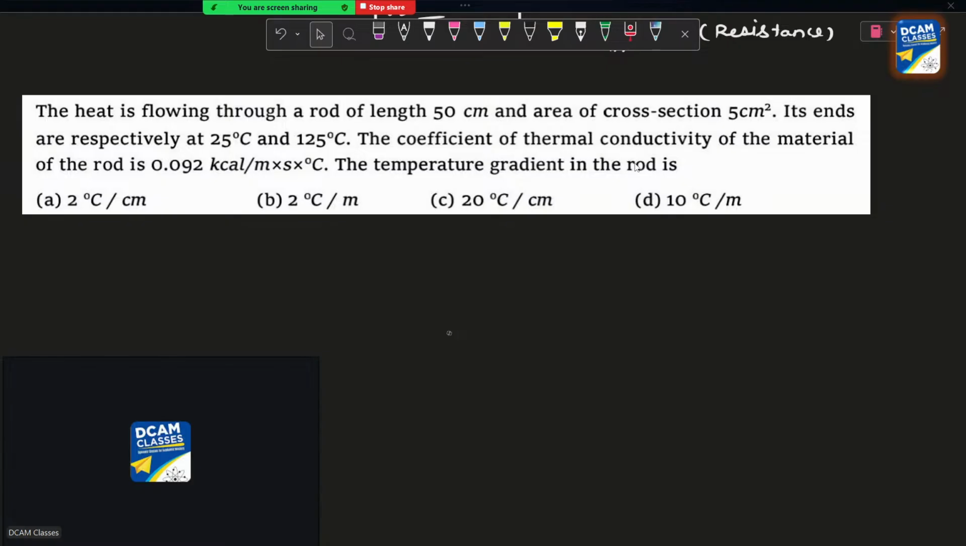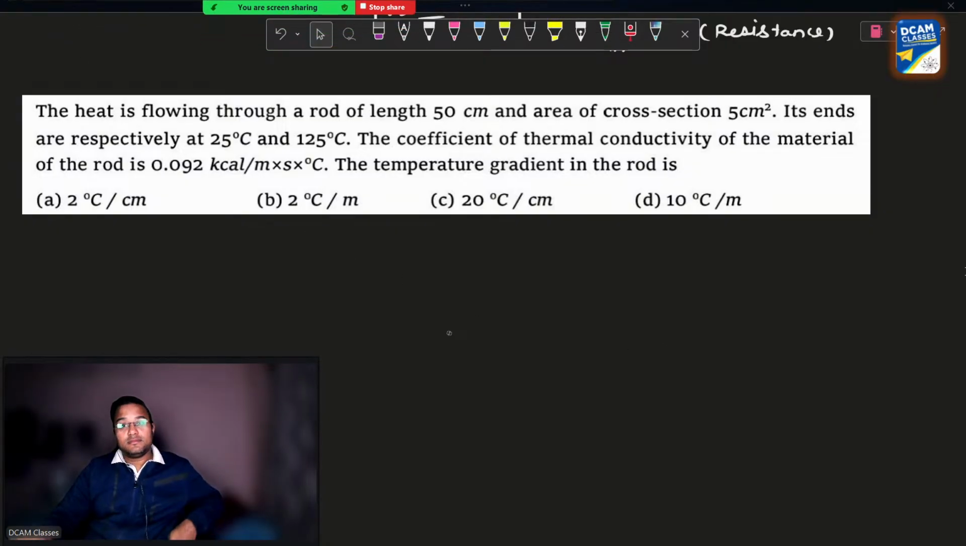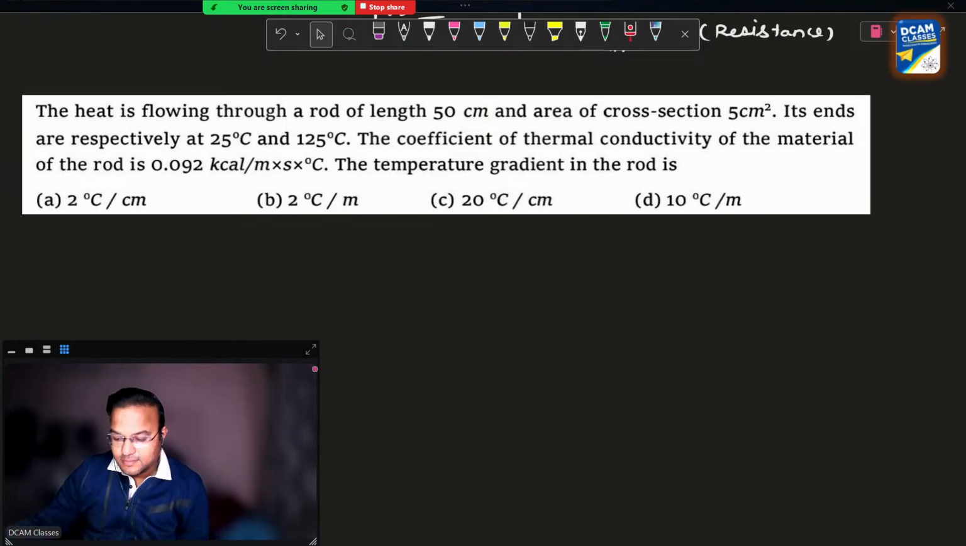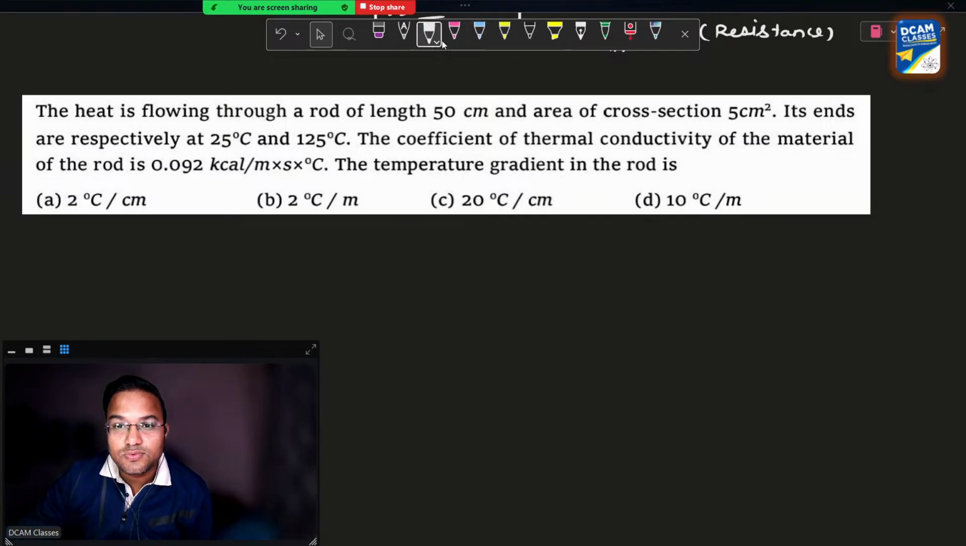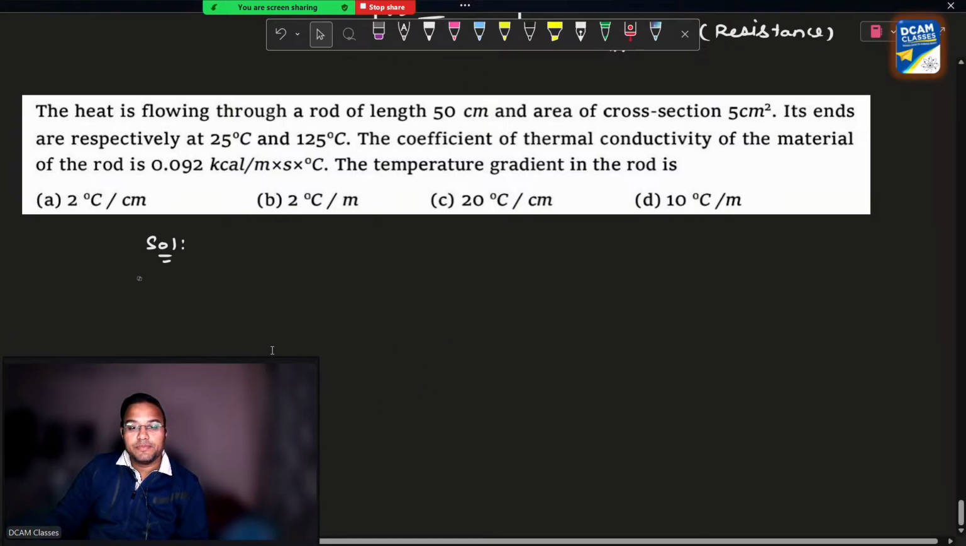What happened? Could not solve it? Sir, I'm getting 10 degrees Celsius. No, the answer is wrong. They are saying it is 2. See, let me show you, because it's the first question. Let me show you how it's solved.